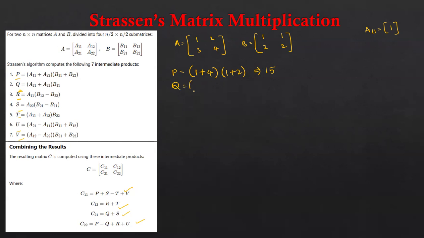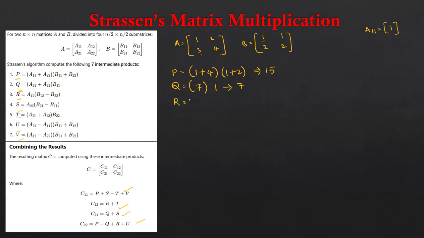Next, Q. I am going to calculate Q. What is Q? A21 plus A22. A21 plus A22 means 3 plus 4, 7, which is going to be multiplied with B11. What is B11? This is B11, 1. So the result is 7.